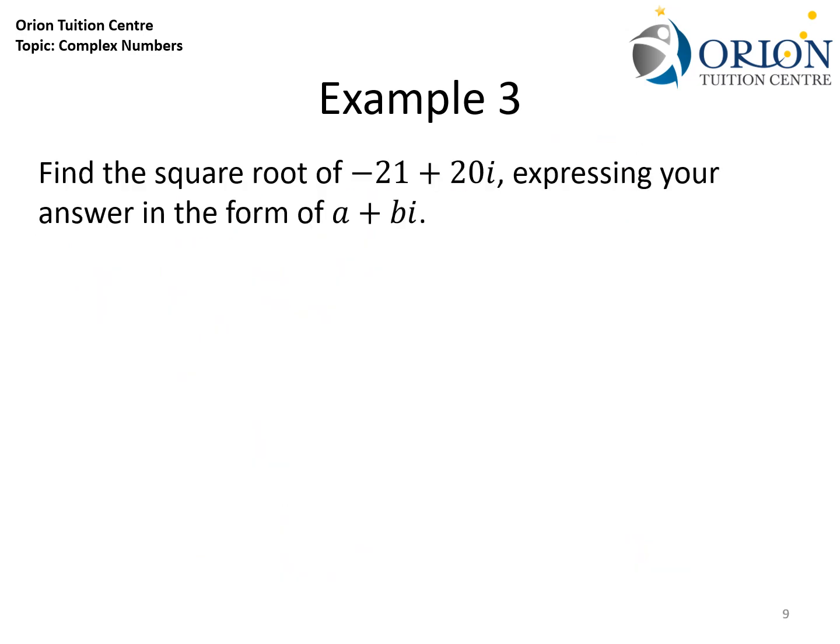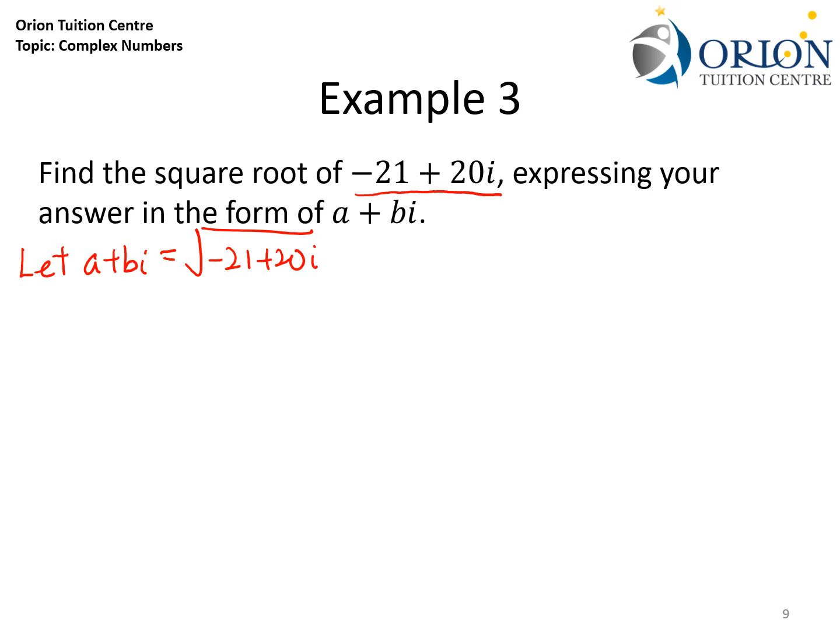In example 3, I need to find out what is the square root of the complex number negative 21 plus 20i, which should give me another complex number. So I can say that the complex number a plus bi represents the square root of negative 21 plus 20i. And I want to solve for the values of a and b, which will thus give me the resulting complex number for the square root.